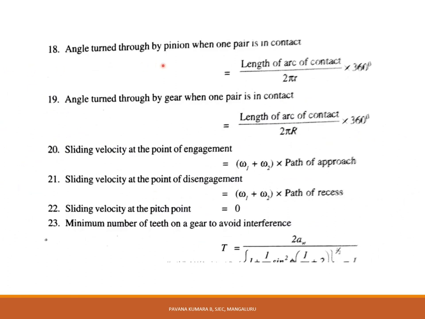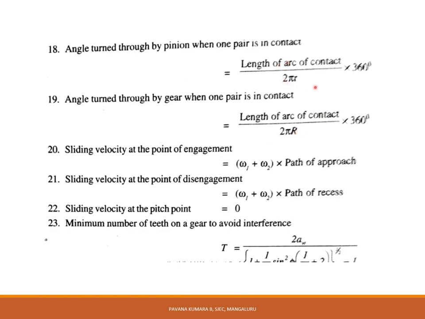Angle turned through the pinion when one pair is in contact: in that case, length of arc of contact divided by 2 pi r, into 360 degrees, total 360 degree rotation. This is for gear. Capital R is nothing but gear.